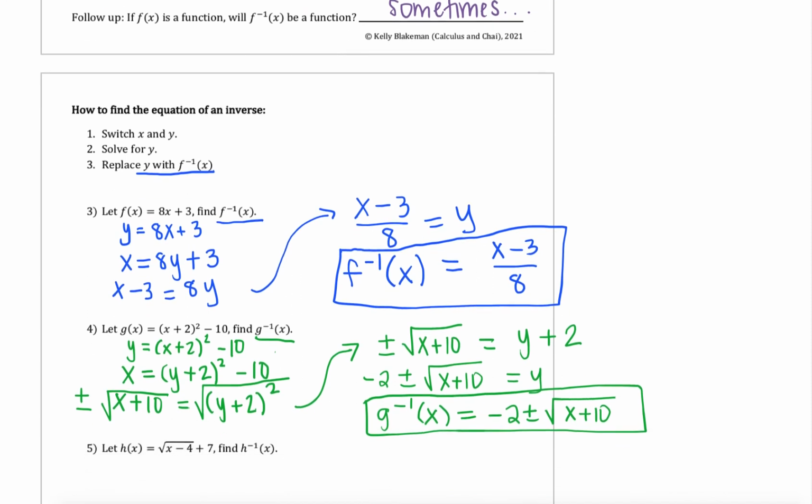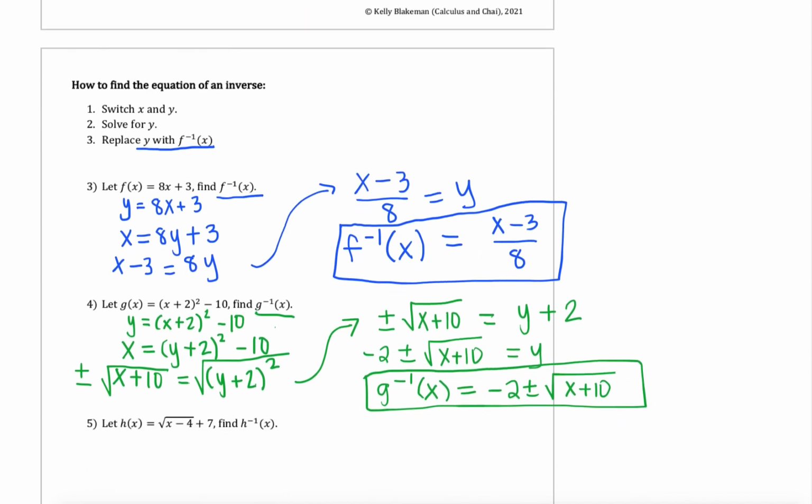Let's look at a few more examples together. So in example 5, we have h of x now equals the square root of (x minus 4), and then outside the square root we have a plus 7, and we want to find the inverse of this equation. Why don't you guys pause the video here and start by setting this up. Set up what y would equal, and then flip-flop your x and your y values, and then let's check that together.